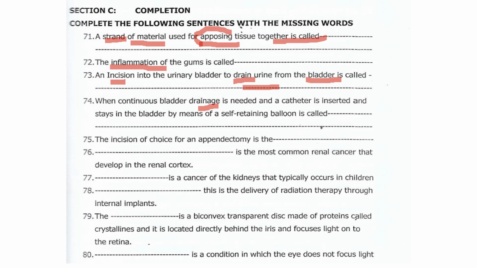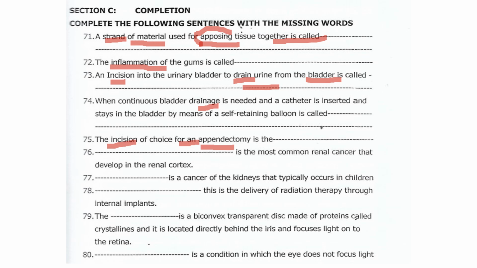Now when you look at this question, it says an incision of choice for an appendectomy. Here is the surgery, the removal of the appendix. So they are now saying an incision, so connect this to that. The question says the incision of choice for an appendectomy is called what? The answer is going to be McBurney, okay, McBurney.